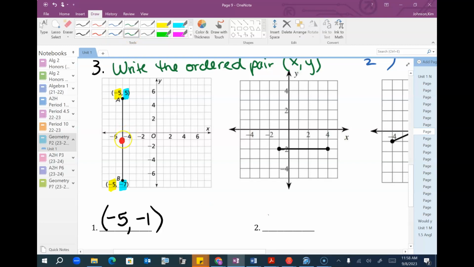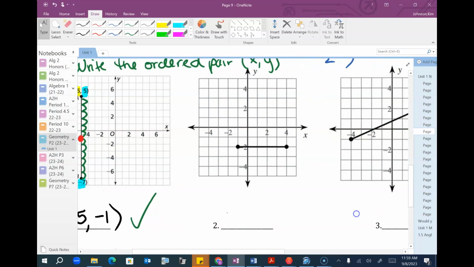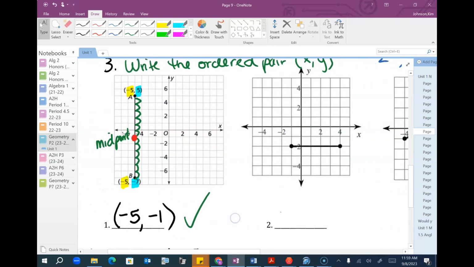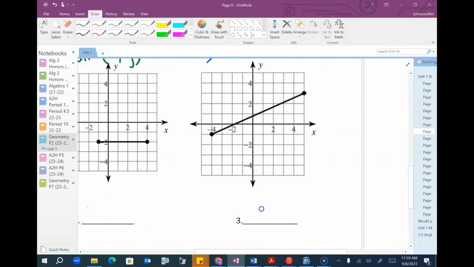So the red point is 1, 2, 3, 4, 5, 6 units away from point A. And it's 1, 2, 3, 4, 5, 6 units away from point B. So since the red point is equal distance from point A and from point B, we can now officially say that that's the midpoint. All right, nice work. So that problem's a little bit easier. We can verify visually and count the boxes.